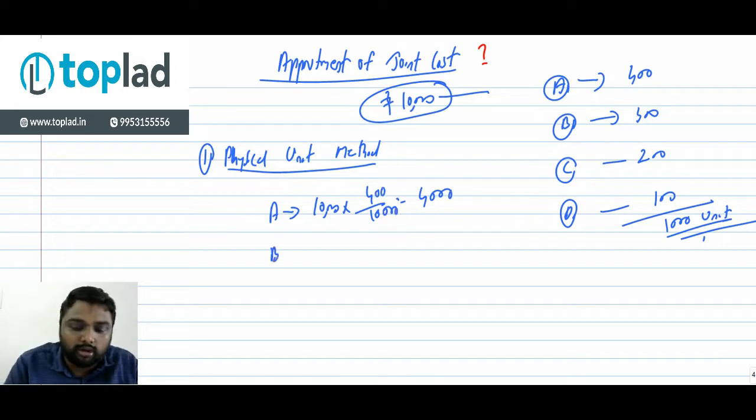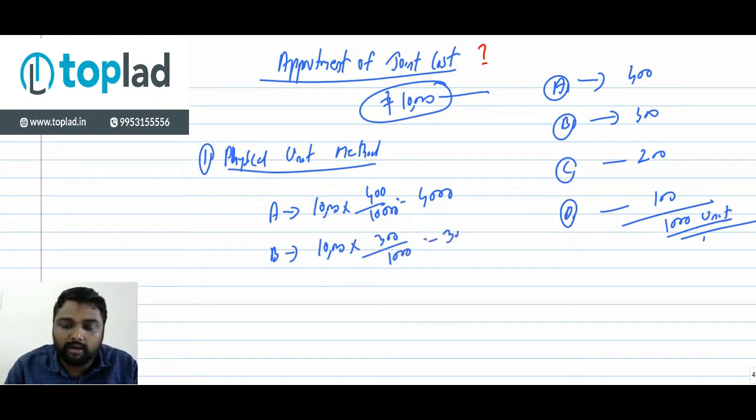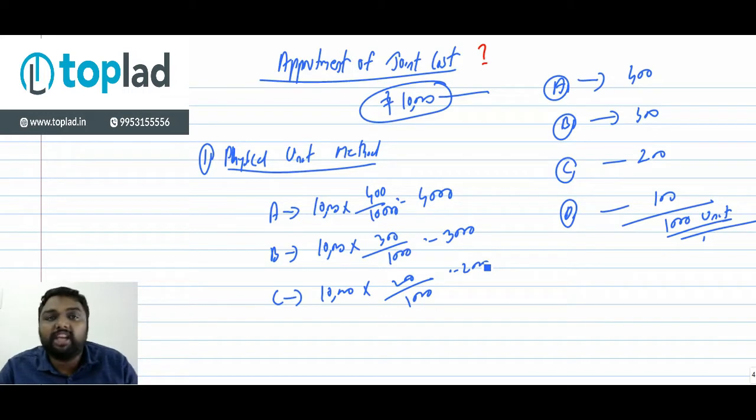So tell me how it will come for B. For B it will come 10,000 into 300 by 1000, which will come 3000. See how it will come, 10,000 into 300, not 300, it is 200. So what will come? 2000. This is what is called the physical unit method.